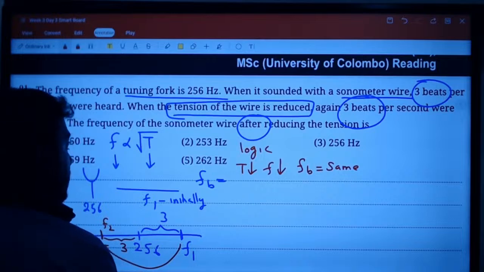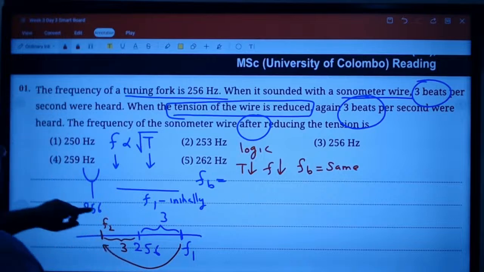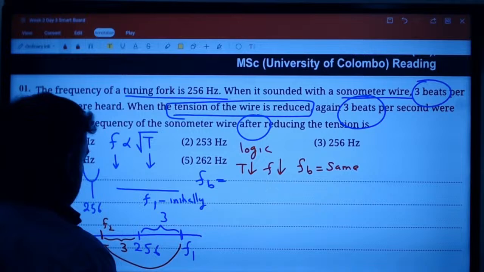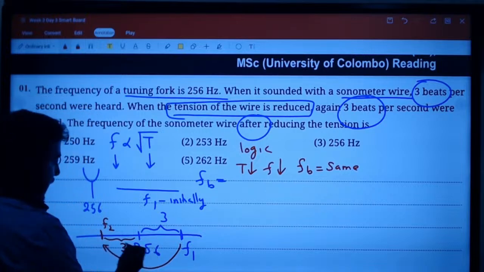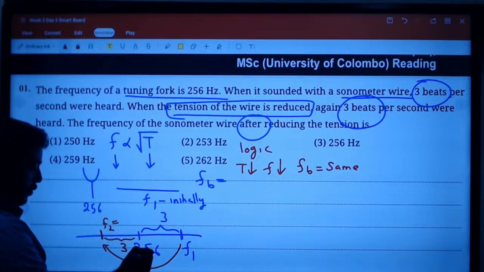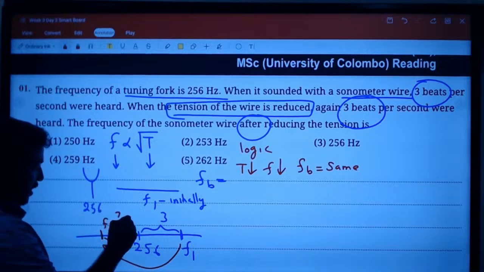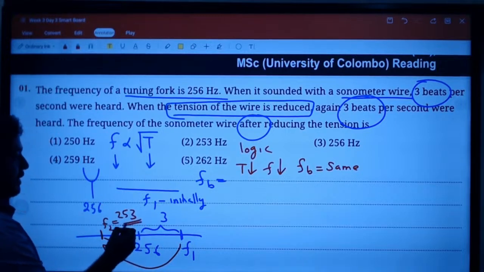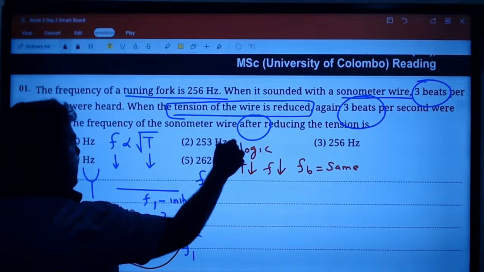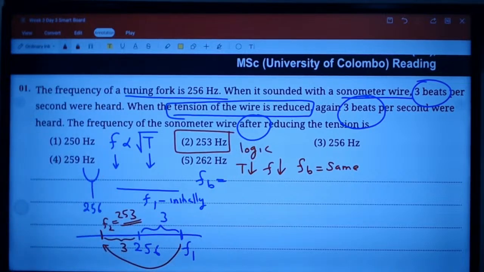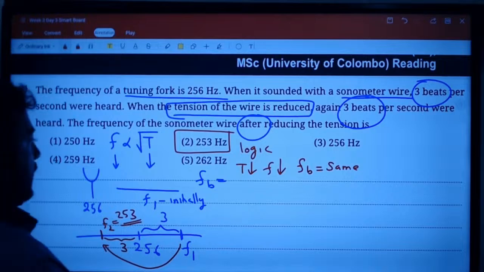So they are asking you something very simple: after reducing the tension, what's the frequency? If you look at it, I think you can directly get the answer here. 256 minus 3, how much? 253. 253 Hz. Answer is answer number 2.